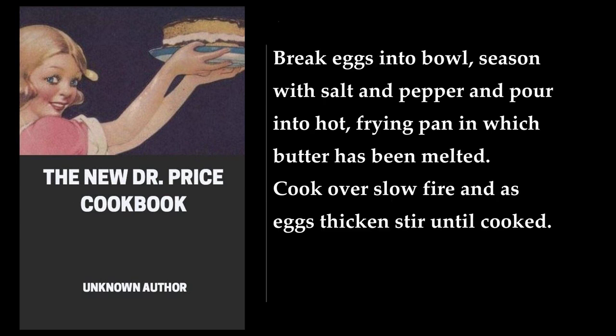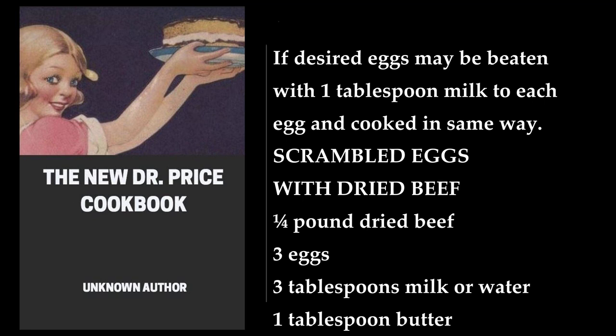Scrambled eggs. Break eggs into bowl, season with salt and pepper and pour into hot frying pan in which butter has been melted. Cook over slow fire and as eggs thicken stir until cooked. If desired, eggs may be beaten with 1 tablespoon milk to each egg and cooked in same way.